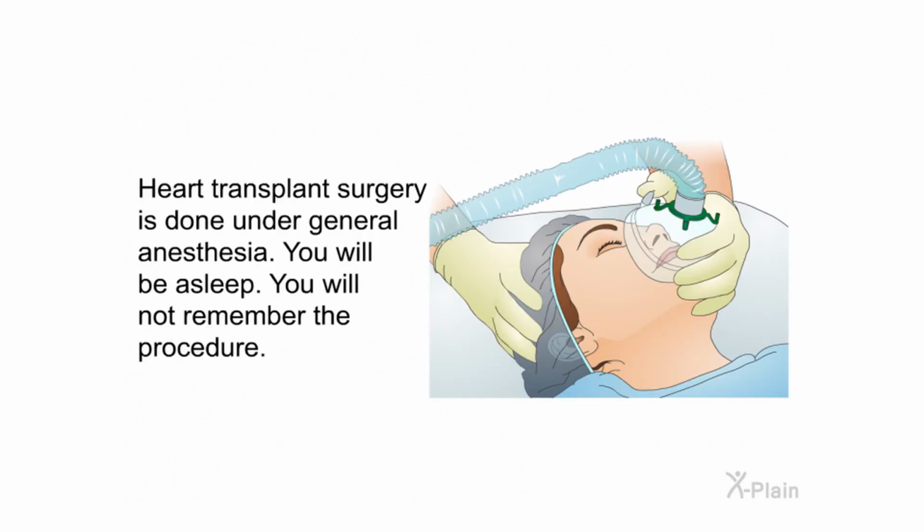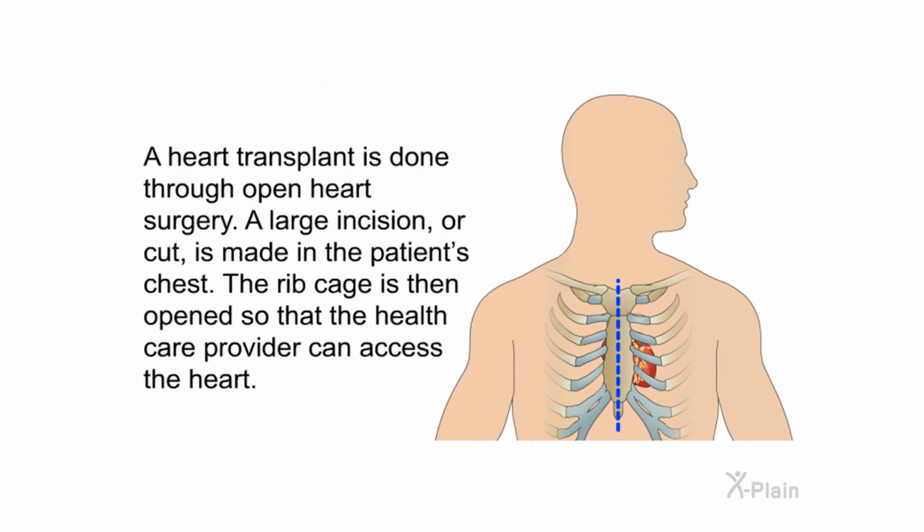Heart transplant. Heart transplant surgery is done under general anesthesia. You will be asleep. You will not remember the procedure. A heart transplant is done through open heart surgery. A large incision or cut is made in the patient's chest. The rib cage is then opened so that the healthcare provider can access the heart.